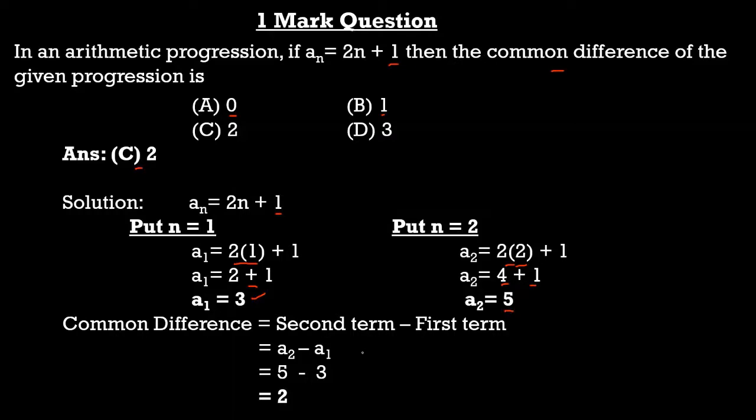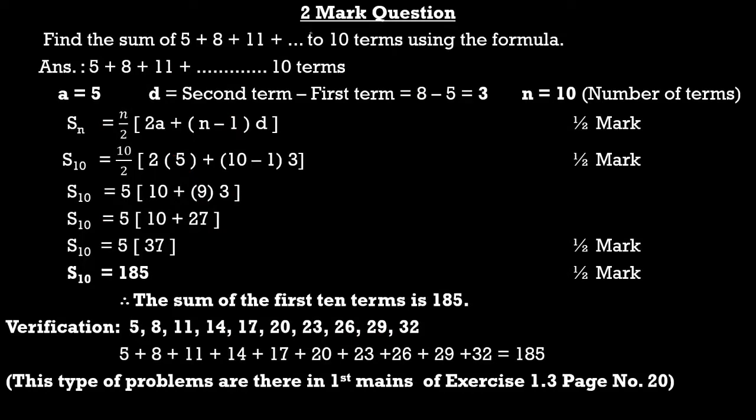Now we will find common difference. Common difference is equals to second term minus first term. The second term is 5 and first term is 3. 5 minus 3 is 2. Therefore, option C is the answer. Next question was for 2 marks. Find the sum of 5 plus 8 plus 11 plus so on to 10 terms using the formula. The question is to find the sum of the 10 terms of this series.